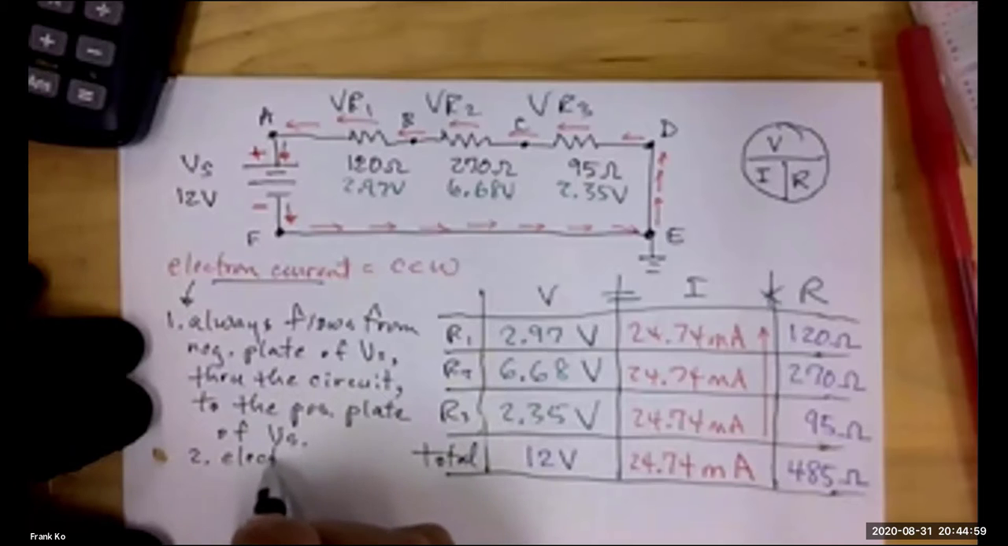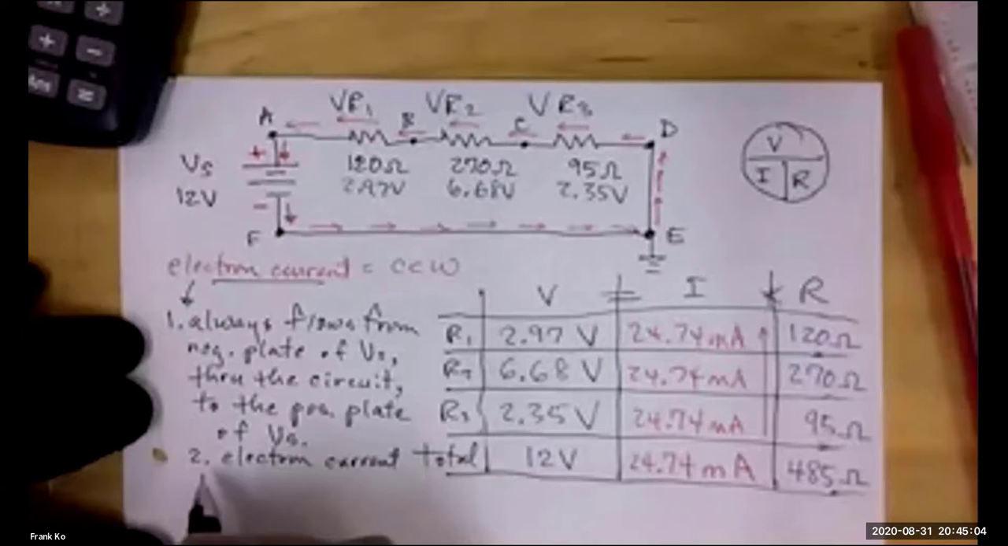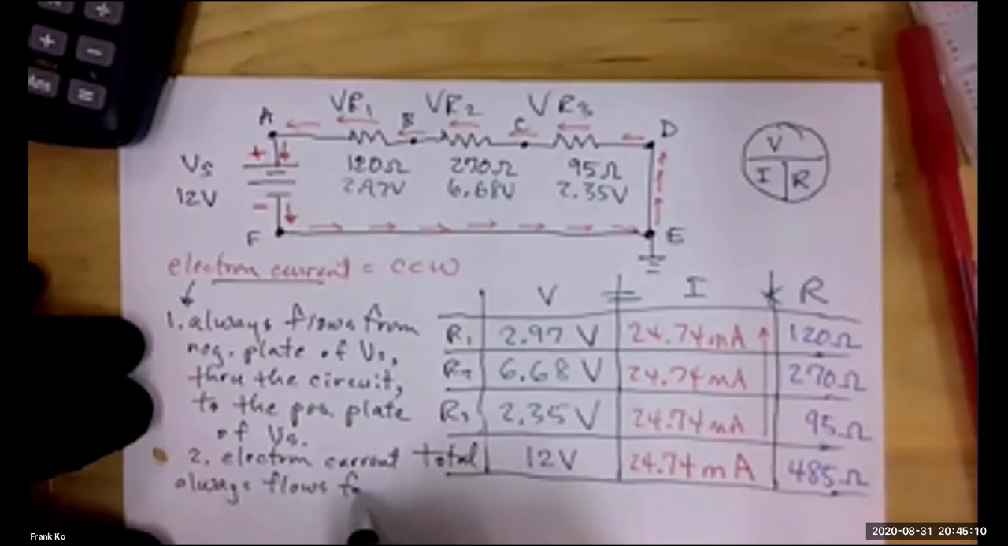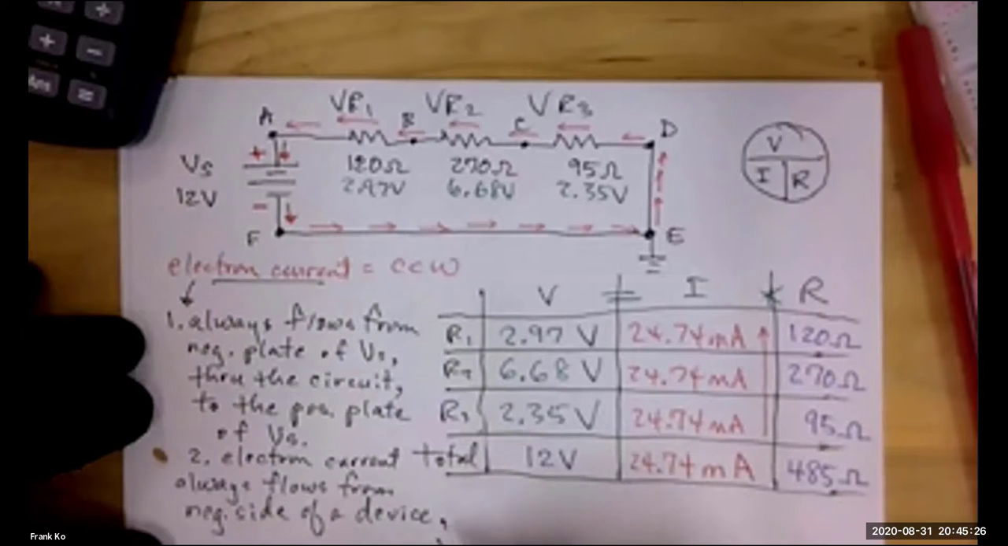Electron current always flows from the negative side, I'm going to abbreviate negative, just NEG, negative side of a device, comma, through it.